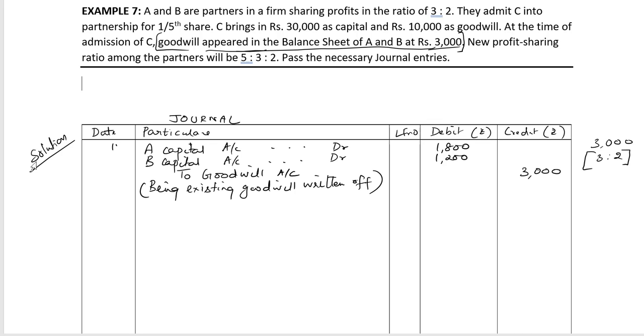Next, let's pass the journal entry for C bringing in 30,000 rupees as capital and 10,000 as premium for goodwill. Bank account debit. Total cash received by the firm rupees 40,000. To C's capital account, 30,000 rupees. To premium for goodwill.